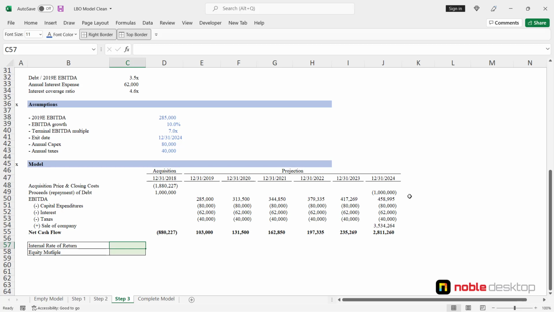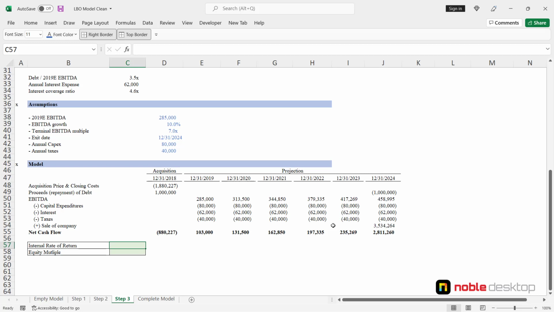So we are in step number 3, just calculated net cash flow that we will use to calculate internal rate of return and equity multiple. Internal rate of return, or IRR, is a metric used in financial analysis to estimate the profitability of potential investments. In our case scenario, the profitability of the LBO transaction. There are specific formulas in Excel that you can use to calculate internal rate of return.